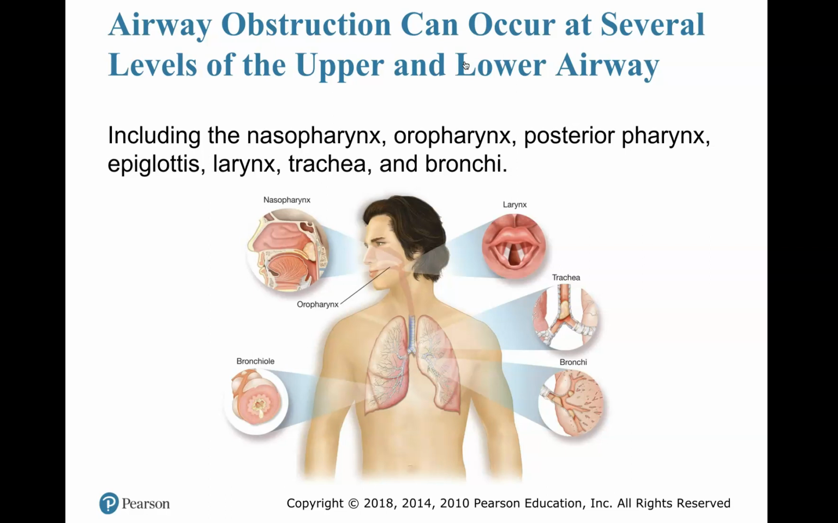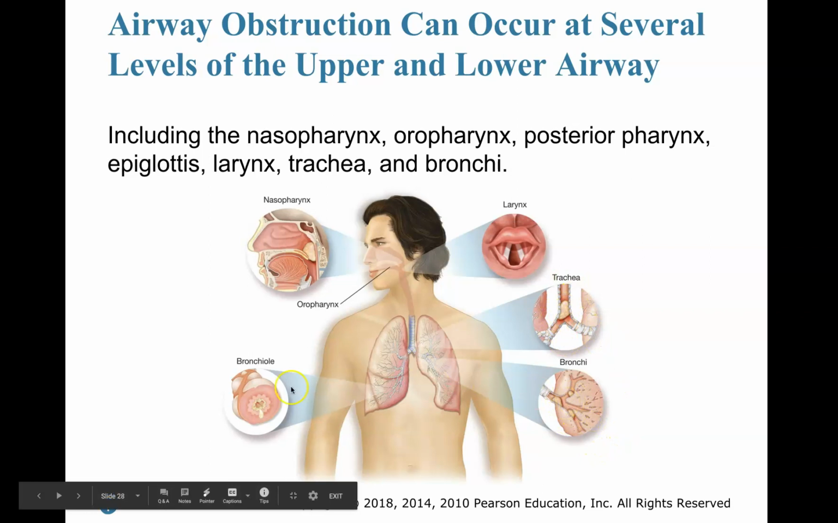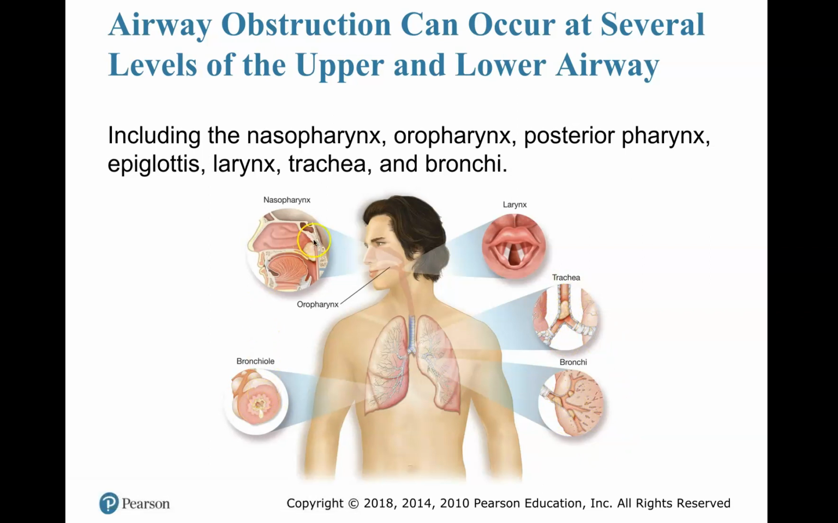Airway obstruction can occur at several levels of the upper and lower airway, including the naso-, oro-, posterior pharynx, epiglottis, larynx, trachea, and bronchi. And it's blown up some pictures for you, showing you an obstruction in the trachea, obstructions in the bronchi, a constricted bronchiole, nasopharynx obstruction, oropharynx, it can be stuck back here. All right.